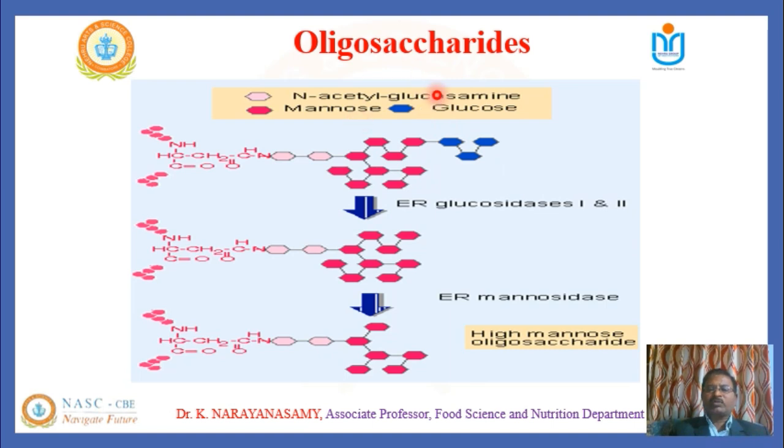These are all oligosaccharides. They have N-acetyl glucosamine, mannose, the red color one, and the blue color one is glucose. This is the formation of an oligosaccharide, and you see that you are getting, with cell membrane mannosidase, a high mannose oligosaccharide formed here.